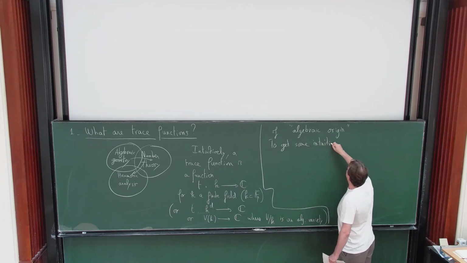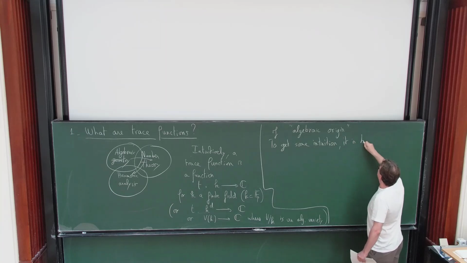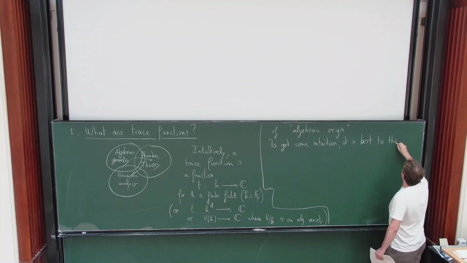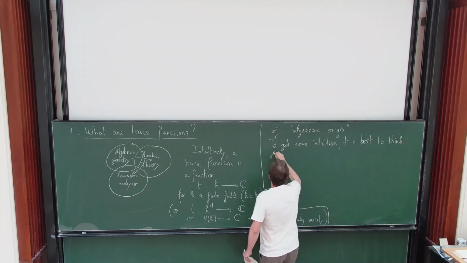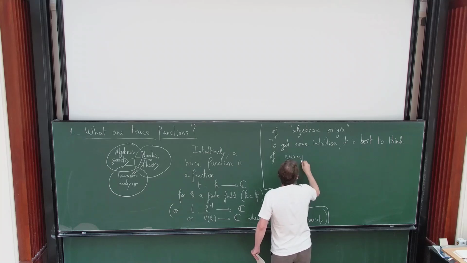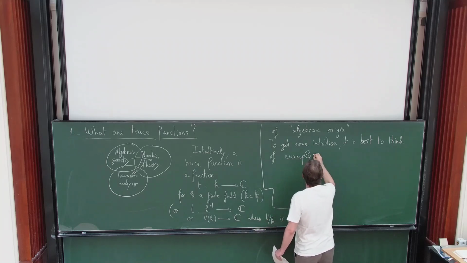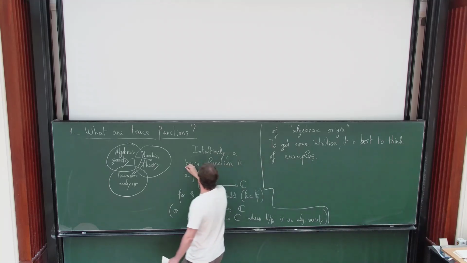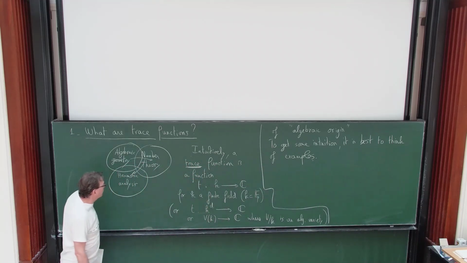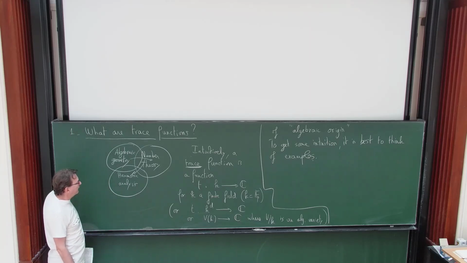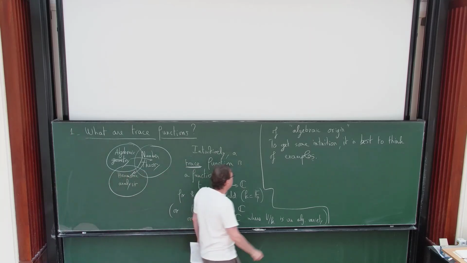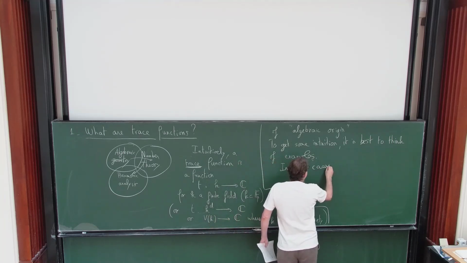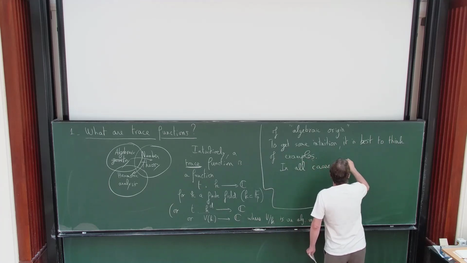So, to get some intuition, it's best to think of examples. Because anyway, that's how these things arose. And one can think of examples as I'm going to describe. But before I give the example, I just want to at least explain why they are called trace functions. There is an underlying algebraic mechanism behind that. But in any case, it's something that's worth keeping in mind.